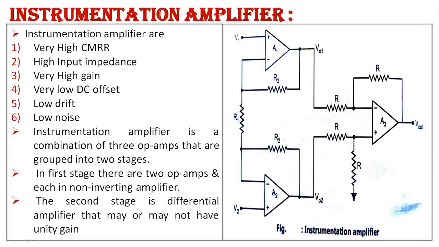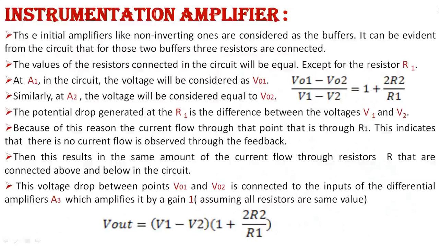The instrumentation amplifier has some advantages. First is very high CMRR, common mode rejection ratio, high input impedance, very high gain, very low DC offset, low drift, and low noise. So these are the various advantages of instrumentation amplifiers, and that's why it is used in various applications. An instrumentation amplifier is a combination of three op amps grouped into two stages. The first stage has two op amps, each a non-inverting amplifier. The second stage is a differential amplifier that may or may not have unity gain.